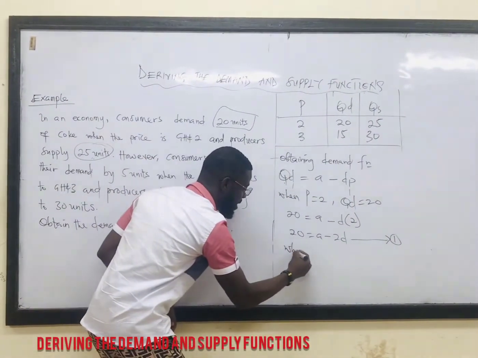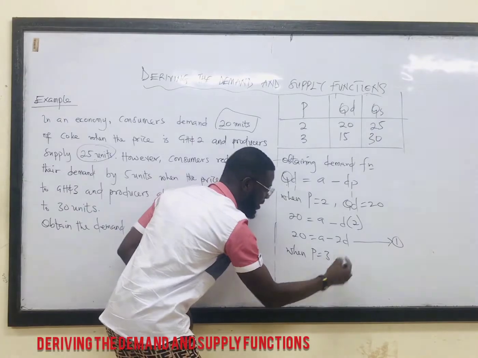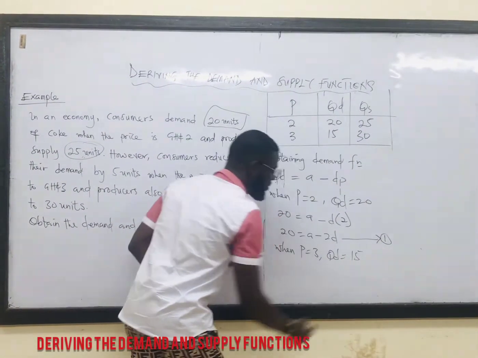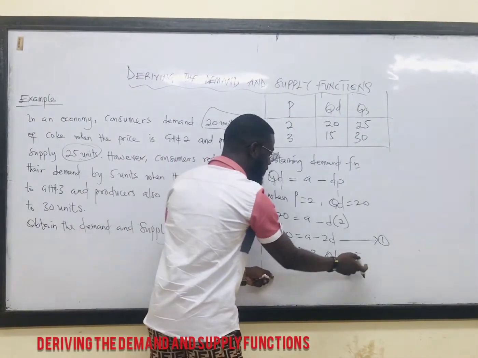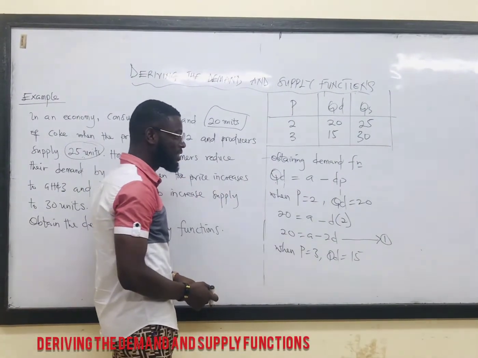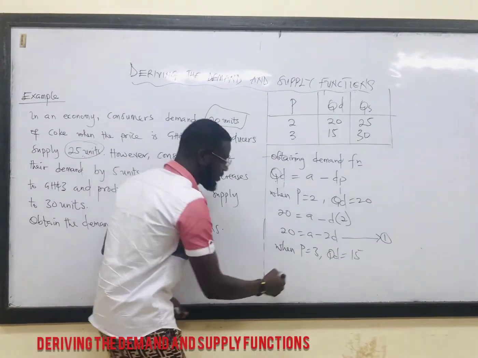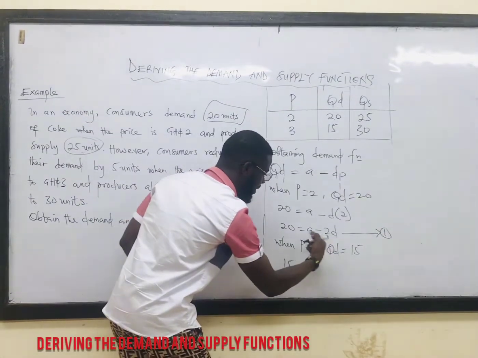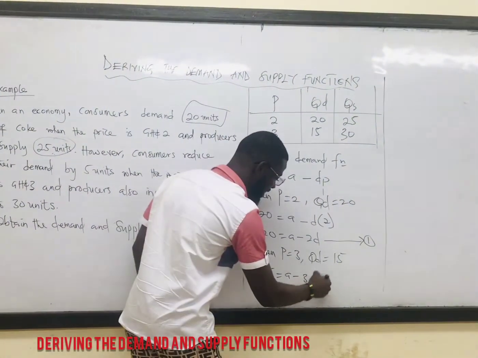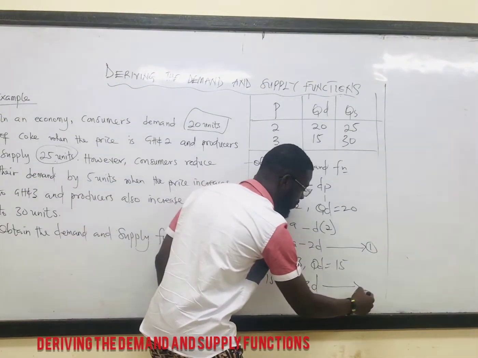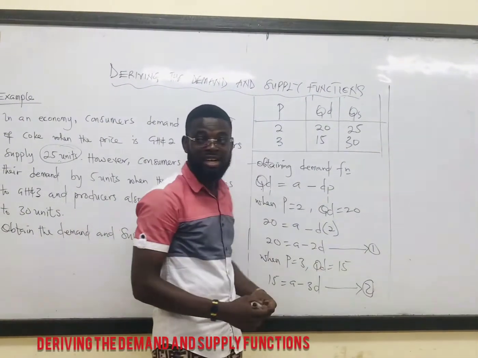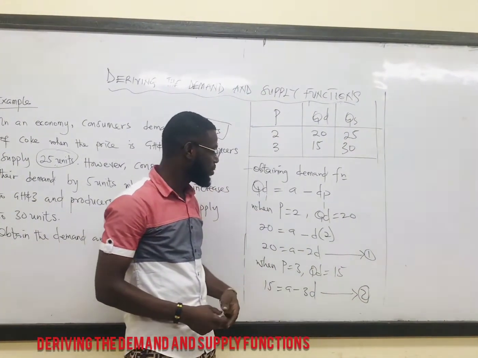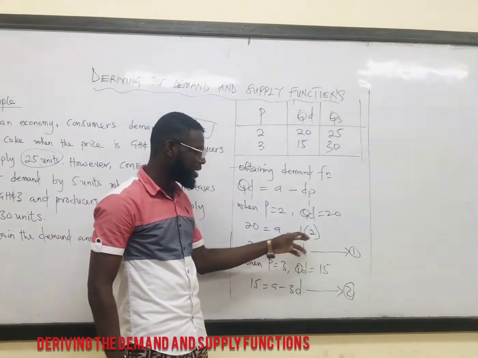So when the price increased to 3, quantity demanded reduced by 5, which is 15. So let's substitute 3 and 15 into the default demand function. So what do we get? 15 equals A minus, the price is 3, so 3D, and that will give our equation 2. So it means that we are going to solve these two equations simultaneously so that we'll be able to get the values for A and D.